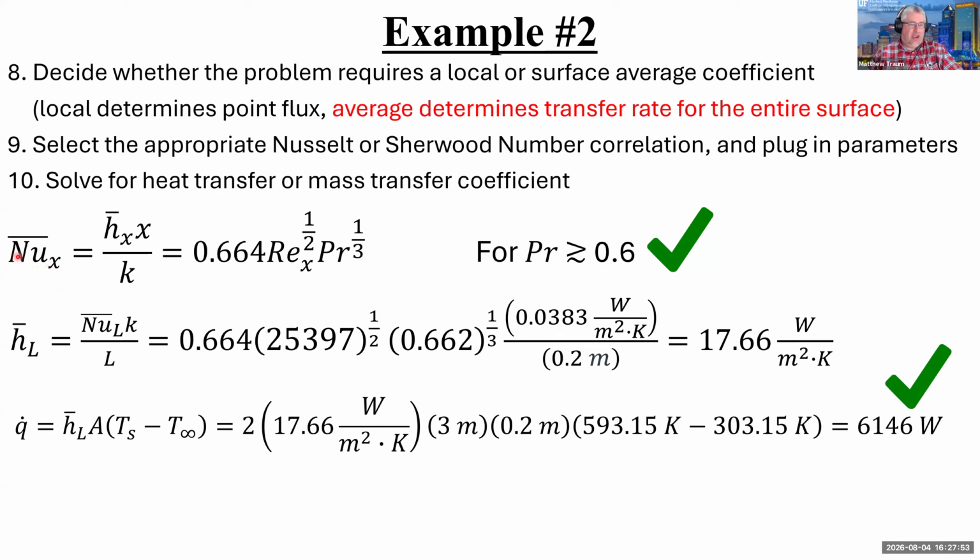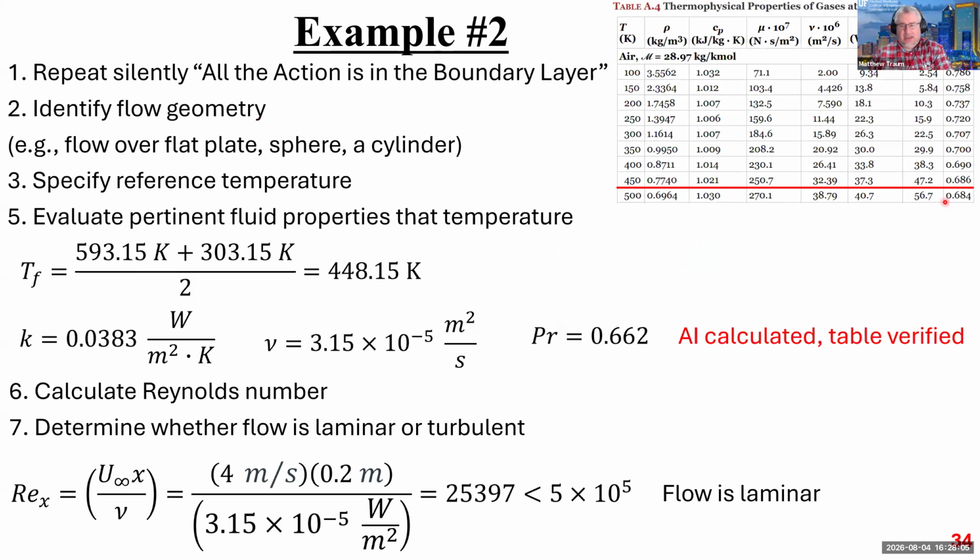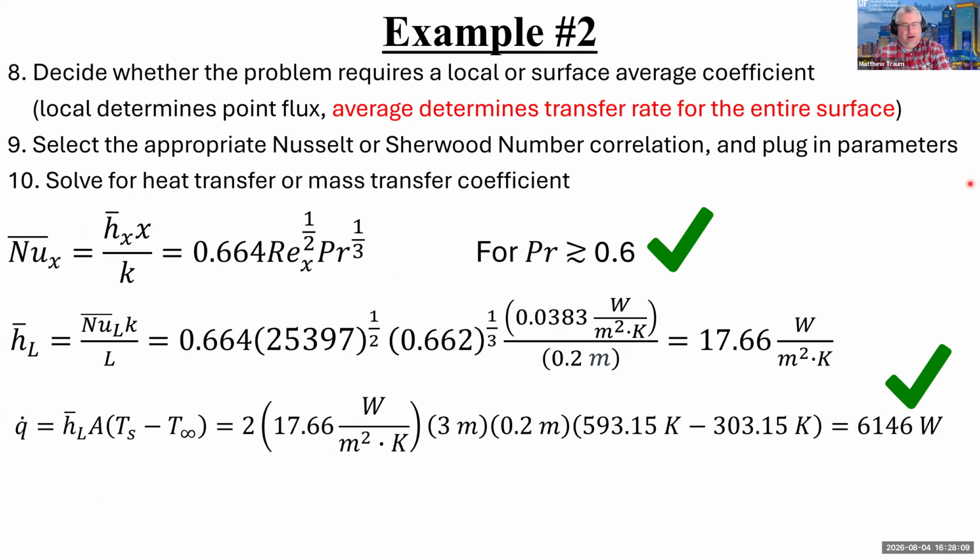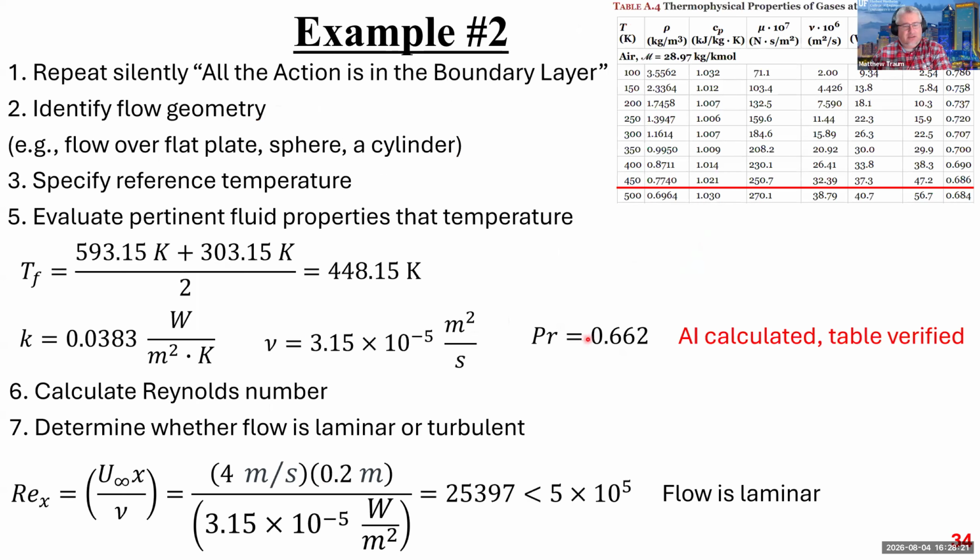All right, here is my appropriate Nusselt number correlation for laminar flow over a flat plate average value. I got to check to make sure that the Prandtl number is greater than 0.6, which is where this applies. Yes, it is, 0.662 or 0.686, depending on who you believe. So here I am just plugging in the numbers, right? So I've solved for HL, plugging in the numbers. Here's my Reynolds number. Here's my Prandtl number, 0.662.